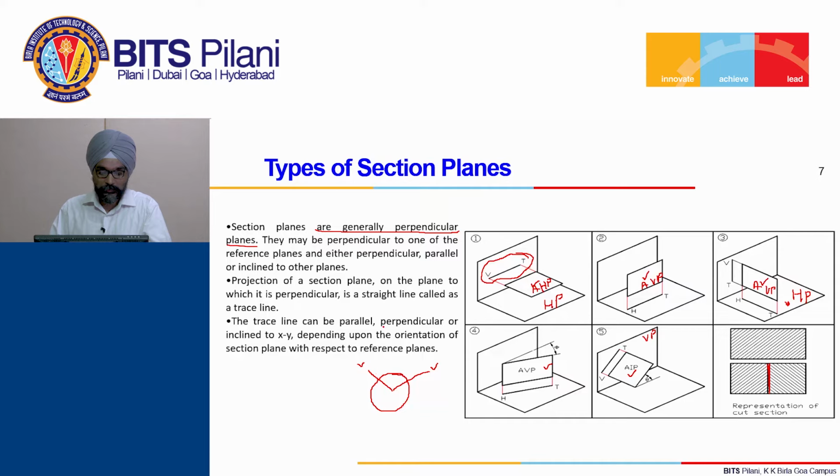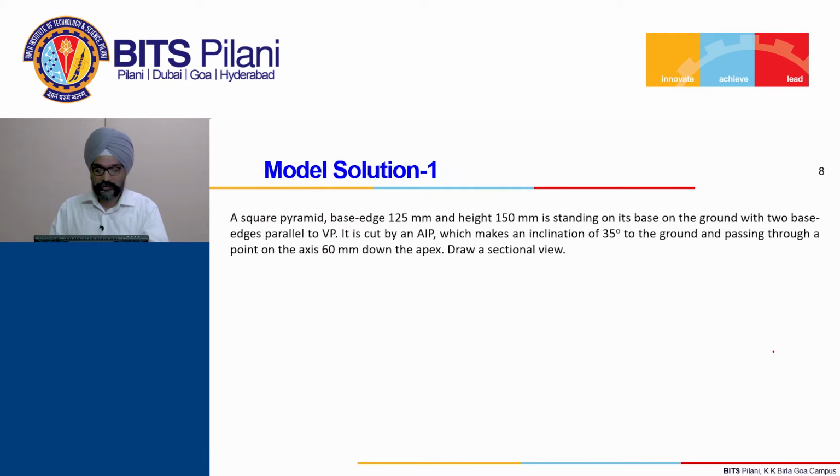Then in the top view, or the other view, it must be represented by a different hatch: in one half it must be in one direction, in the other half in another direction. That is what we have shown here. If it is cut by the same section plane, then everywhere the hatching must be the same. These are the guidelines we have to follow. Now we take a few model solutions.